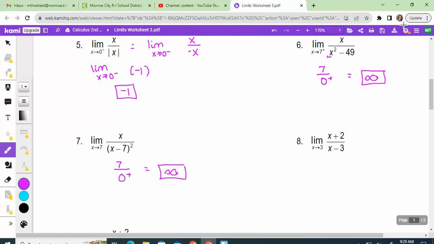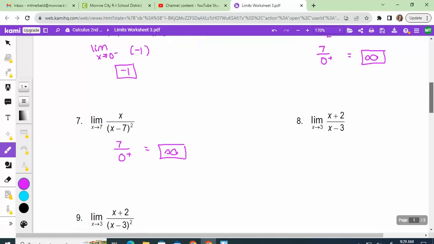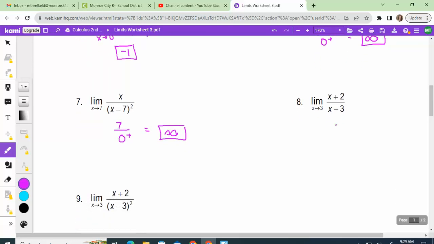All right, number 8. So I am approaching 3. So we have to think. The top is going to 3 plus 2 is 5. The bottom, if you put in something smaller than 3, you're getting a negative. If you put in something bigger than 3, you're getting a positive. So one side you're getting negative answers, the other side you're getting positive answers. Can we evaluate that? No.